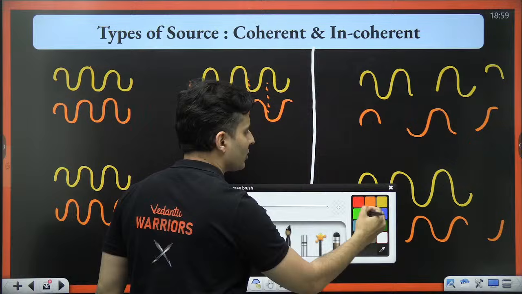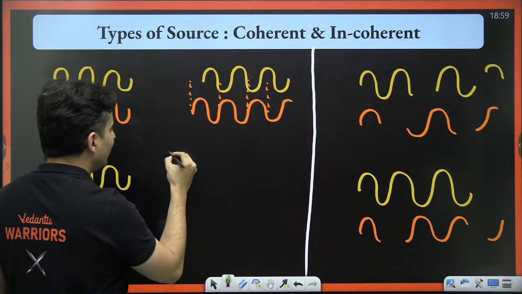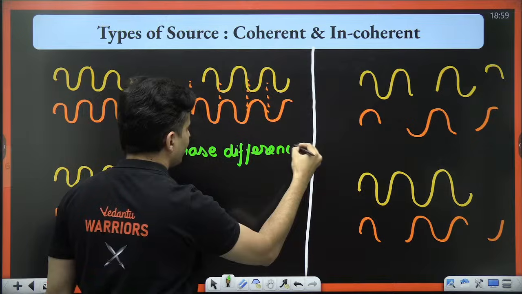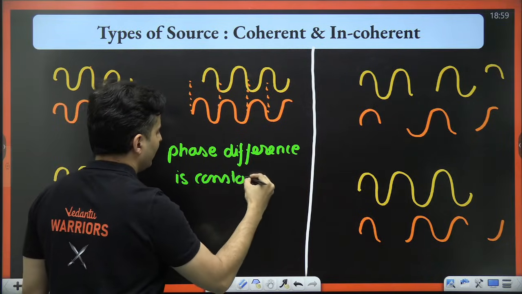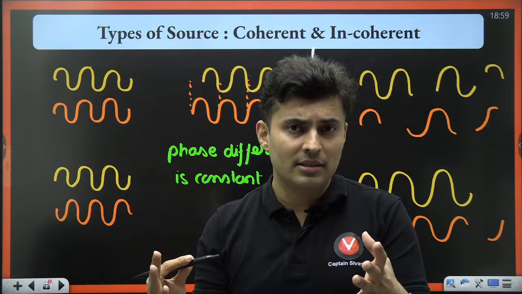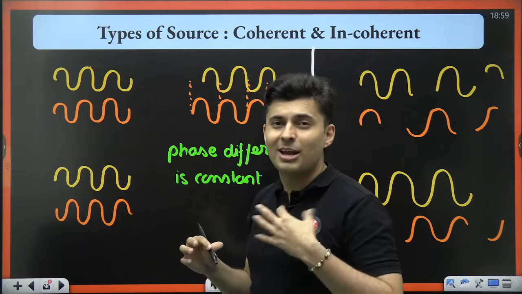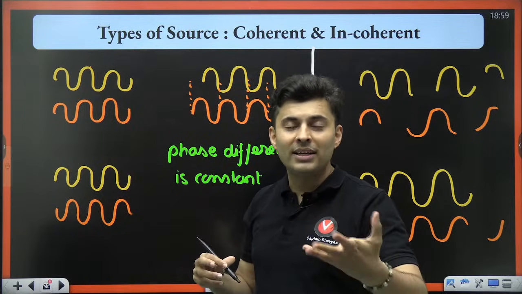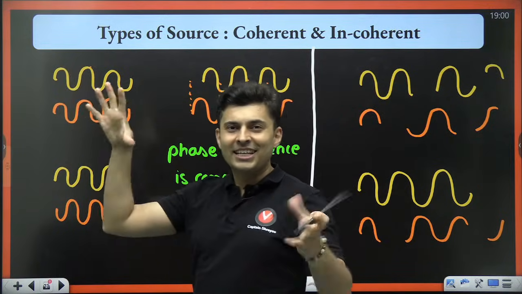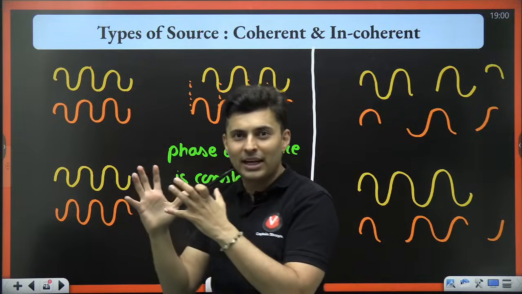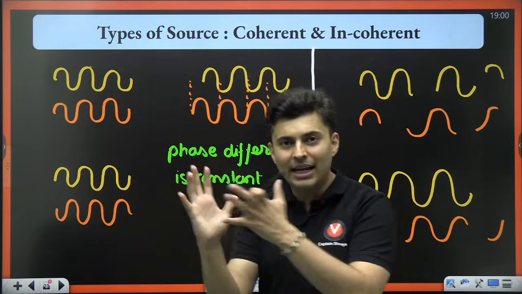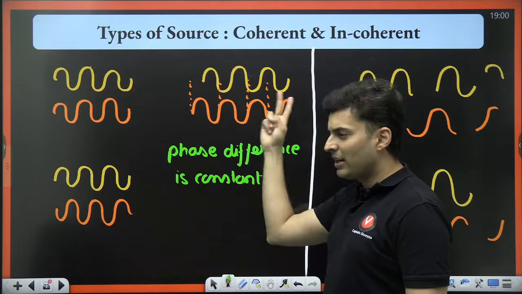The point is that in coherent sources, the phase difference is basically constant. Phase difference means the difference in what situation they are in. Phase means situation. I'm in a phase, I'm in a good mood, I'm in a good phase, I'm in a good situation. That's the meaning of phase. So for these two waves, crest and crest are together, and trough and trough are together, so the difference of crest and trough is maintained. Here, whatever difference is there somewhere in between is also maintained.